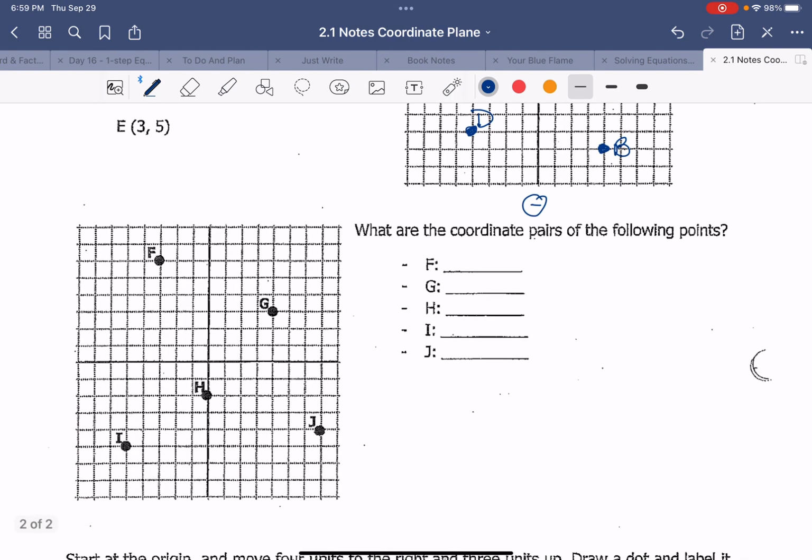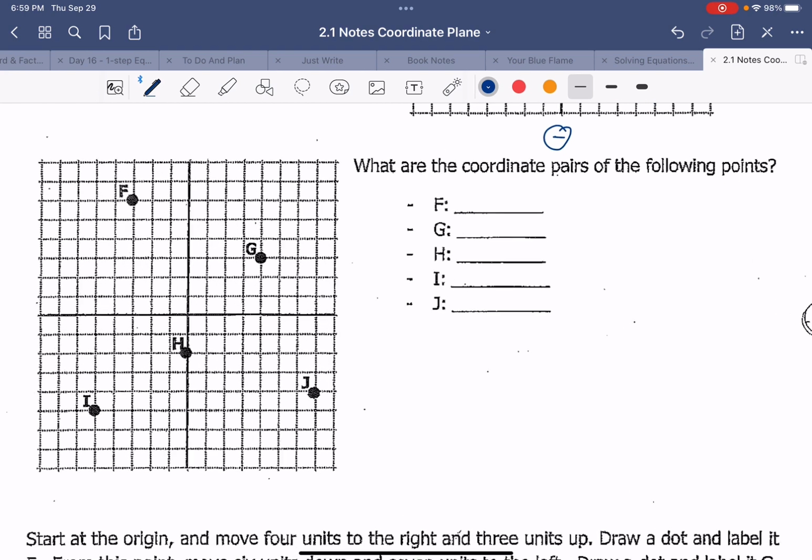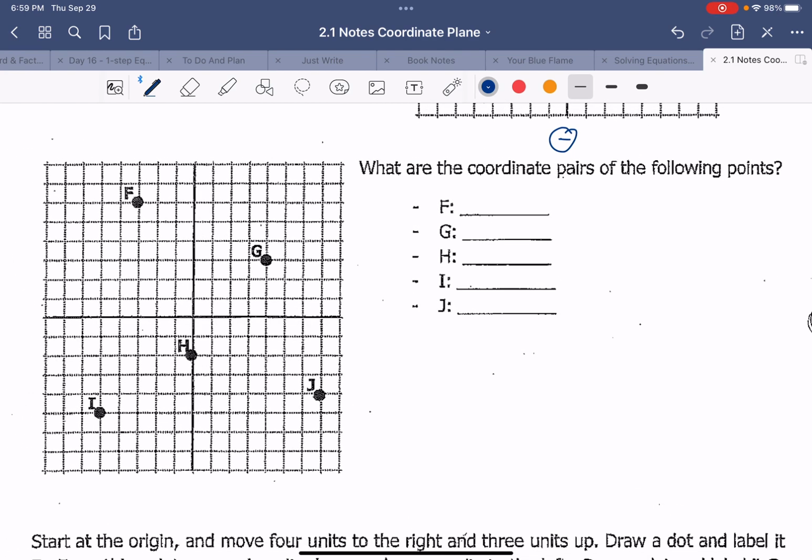So now what I want to do is I'll have us practice and say what coordinate pairs of the following, what are the coordinate pairs of the following points? So let's look at the first one here.